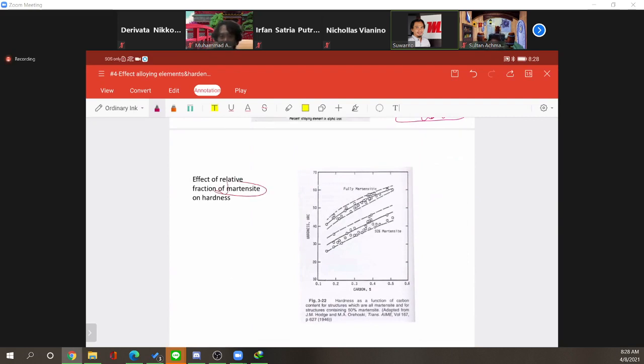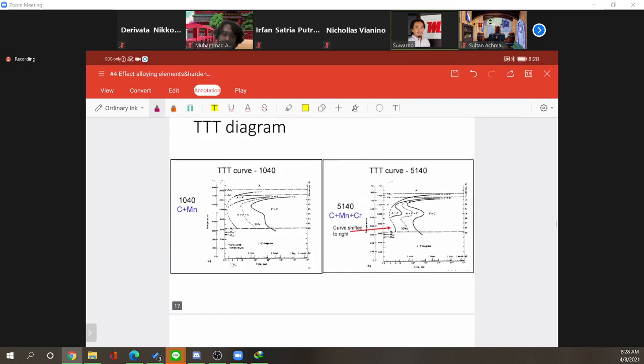And then, how about the amount of martensite? This is on the hardness. See that increasing the percentage of martensite will increase the hardness. Basically, this is just logic, right? Martensite is harder compared to the other microstructures. So if you have more martensite, then in total the hardness will be increased.